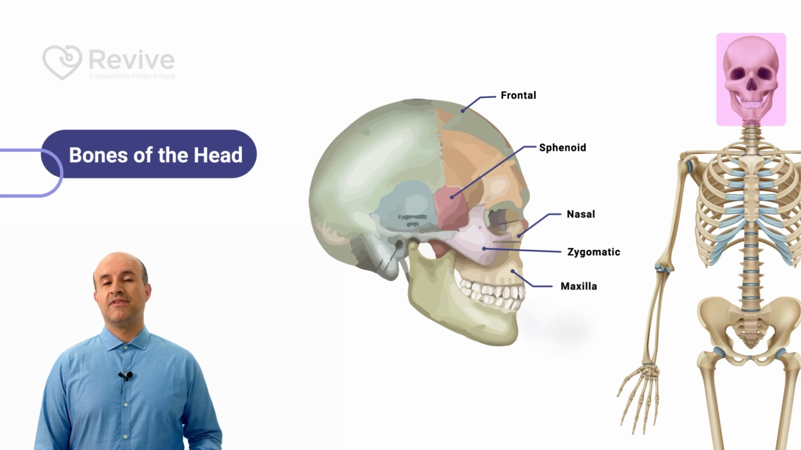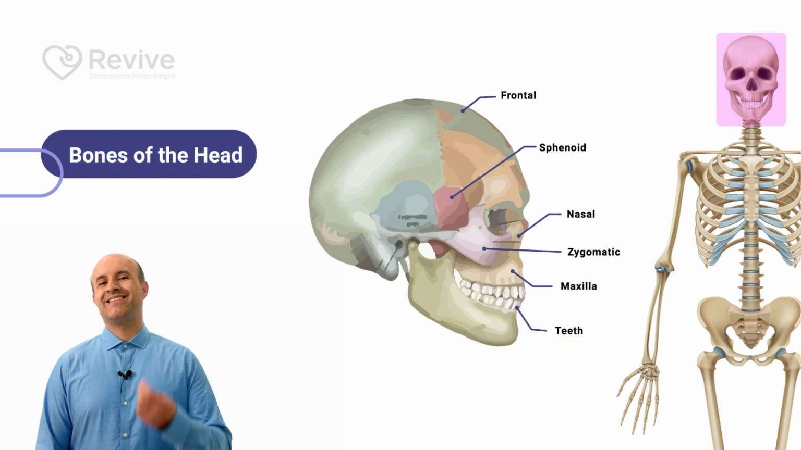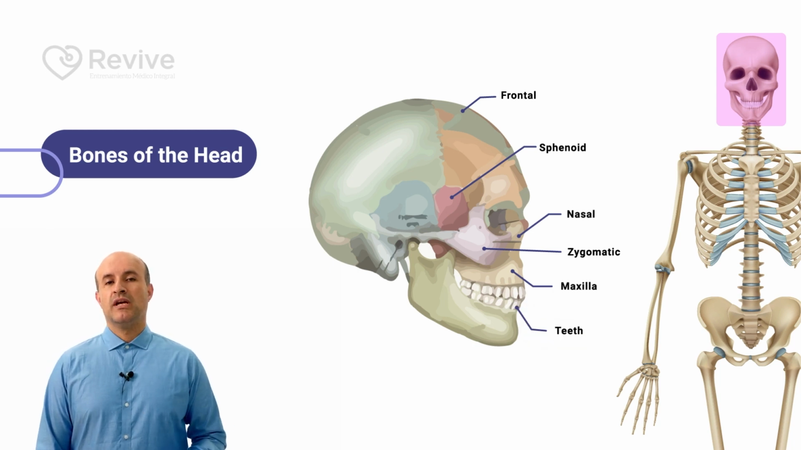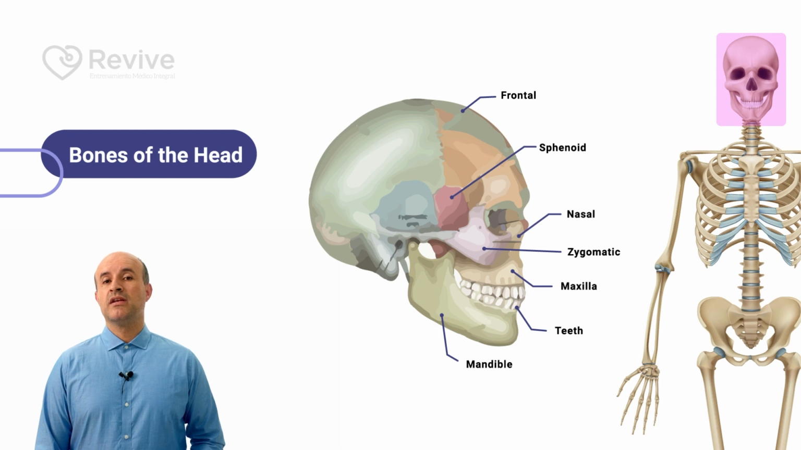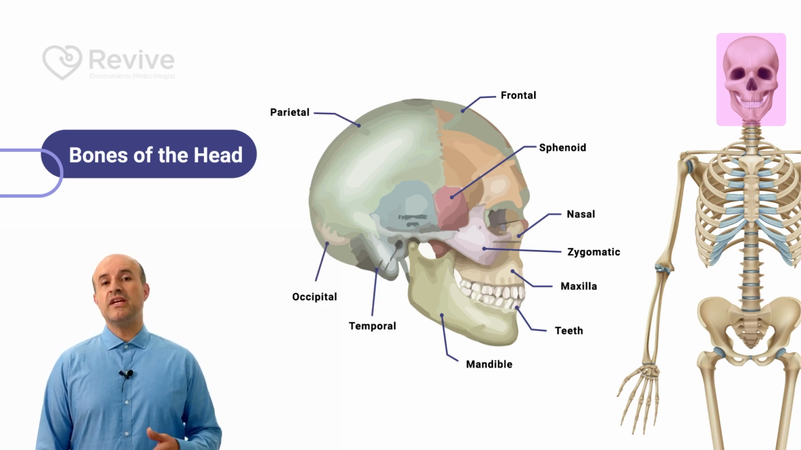We also have the teeth that are extensions of our bones and are connected to the bones in the mouth and our mandible. Then we have from right to left, up the mandible, the temporal bone, the occipital, the parietal bone. These are the main bones in our skull as part of our heads.